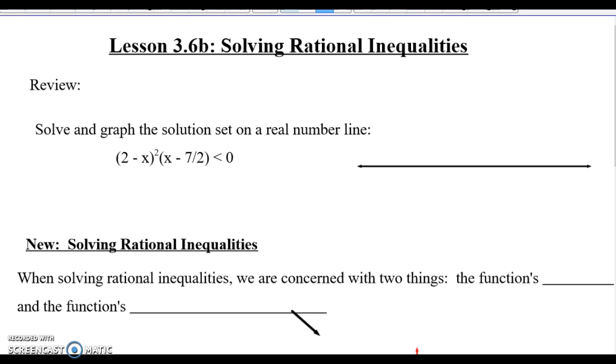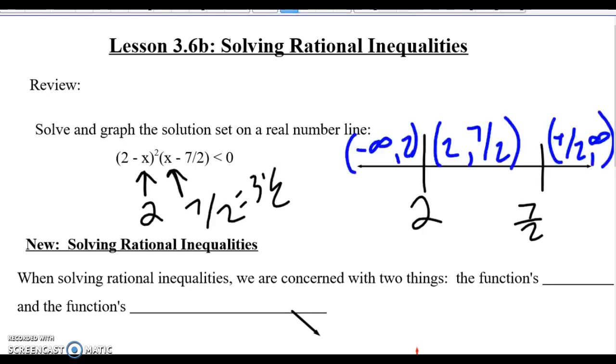I'm going to push pause and just do it, and then I'm going to come back and stuff will be done. You pause. So I figured out that my zeros were at 2 and 7/2, otherwise known as 3.5. That helped me put it on the number line. I got 3 intervals because there were 2 zeros. Now I have to think, what's my end behavior?